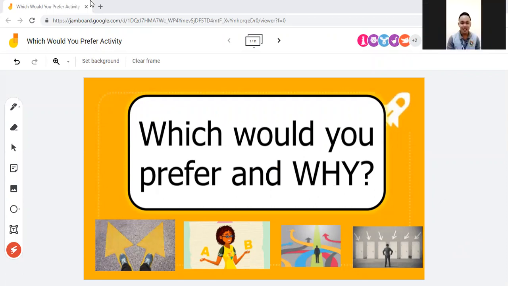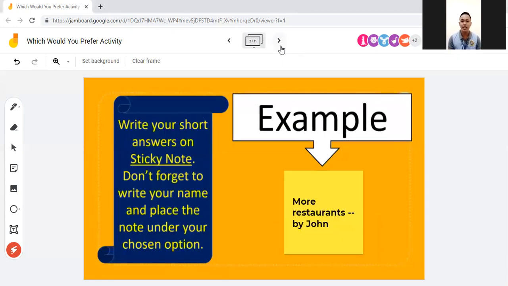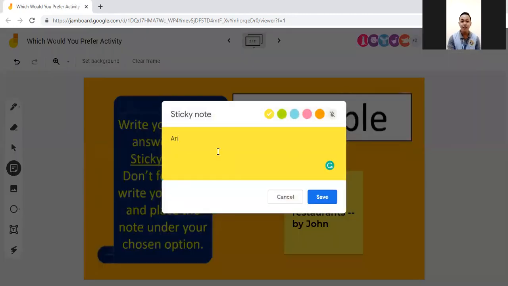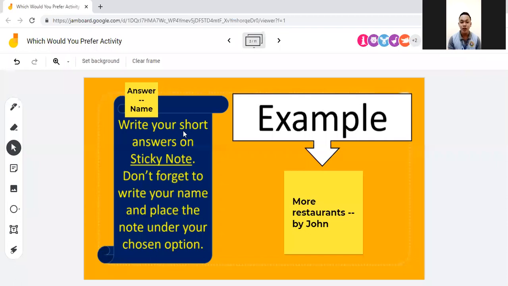Okay, very good, Cherry. So the thing that you will need to consider for this activity is that you are going to choose among the pictures that I prepared and state the reason why. All you need to do, guys, is to write your answers on the corner of your choice on a sticky note. But don't forget to write your name and place your note under your chosen option so that you can be recognized.